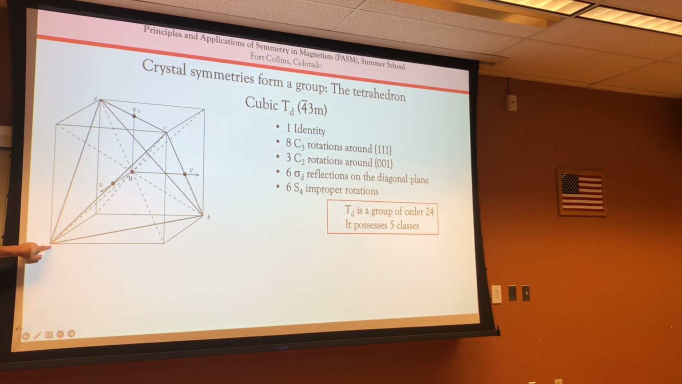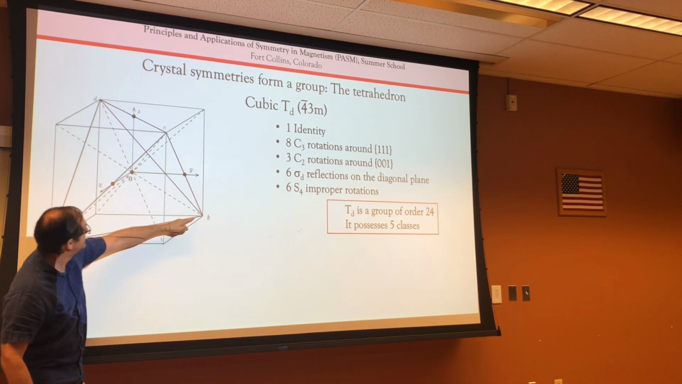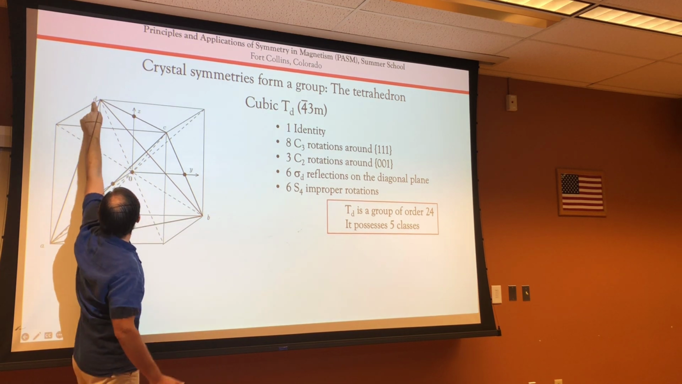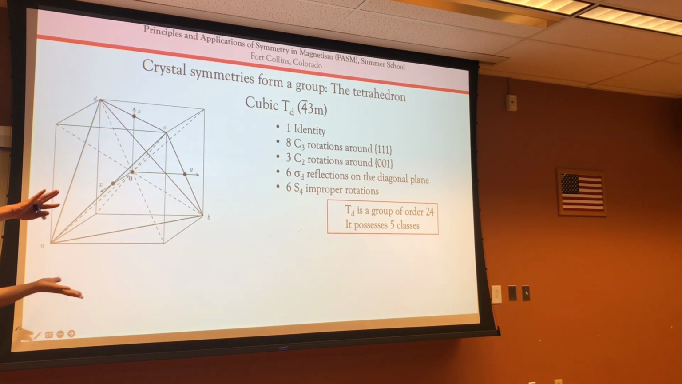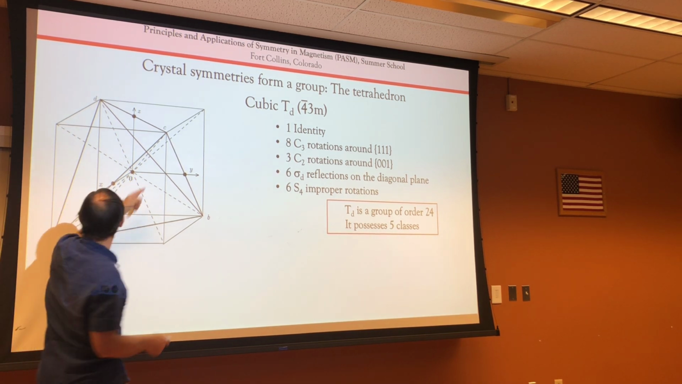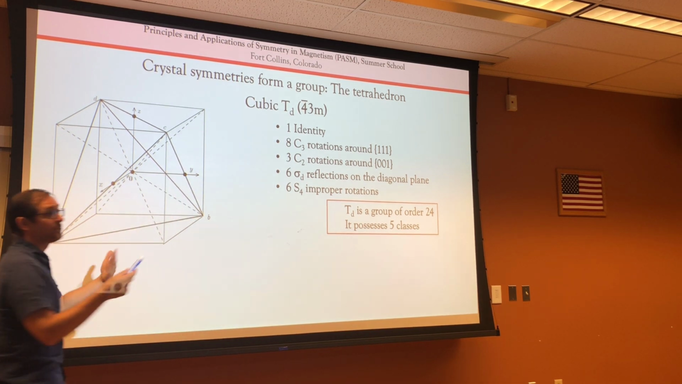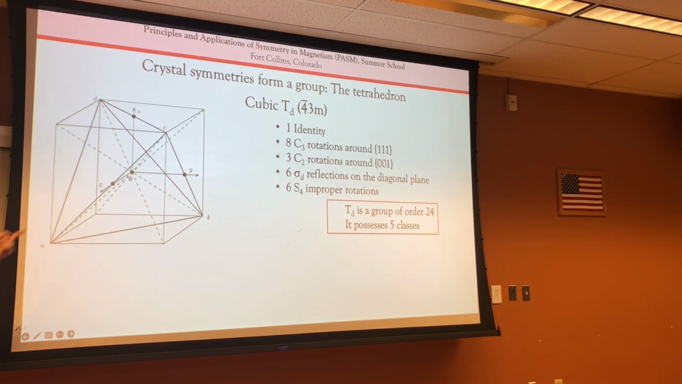So I take a corner here, and you see that from this point of view, you have a triangle here. You have the BDC triangle. I can rotate this triangle by a 2π/3 rotation around this axis that goes from this point to this point, which is the 1-1-1 axis. So I have one axis, but because I have a tetrahedron, which is typically 4 triangles, I have something like that, and I have another one here. 1, 2, 3, 4 triangles. So I have 4 axes.